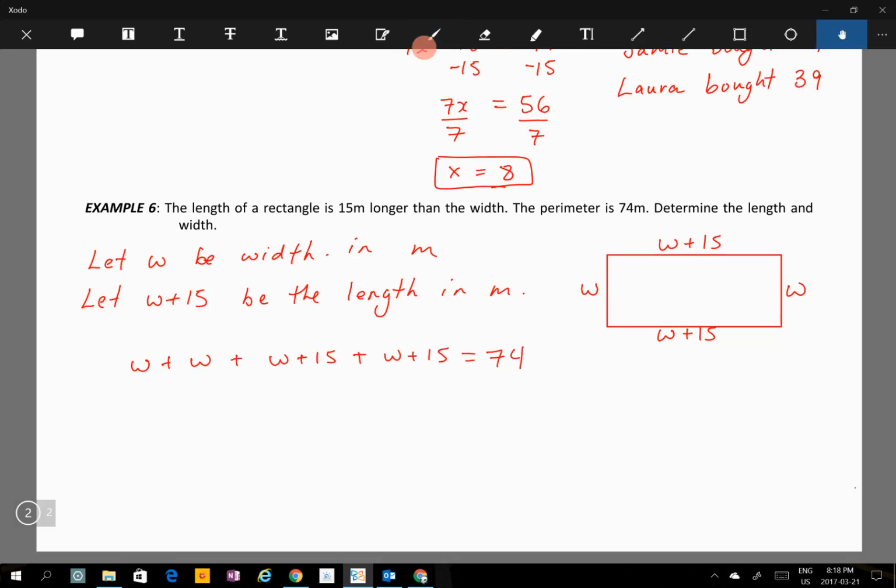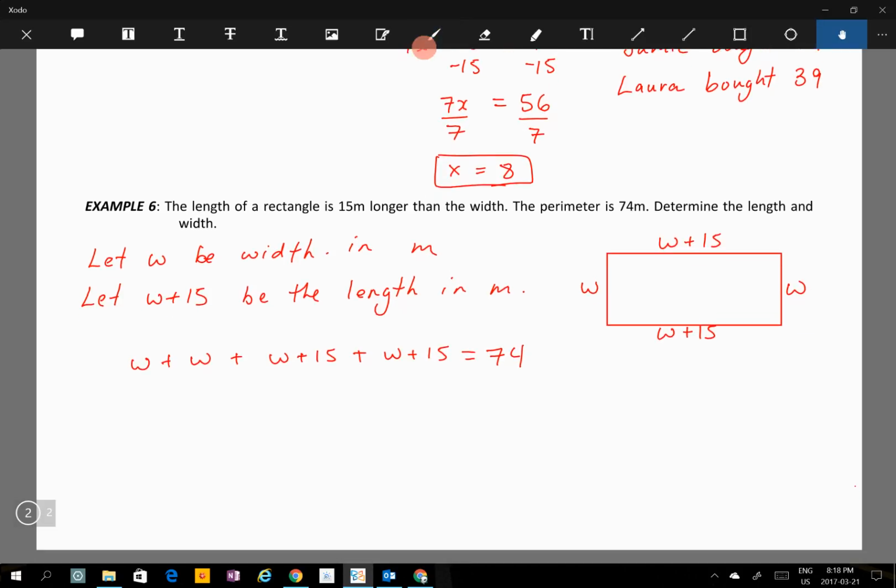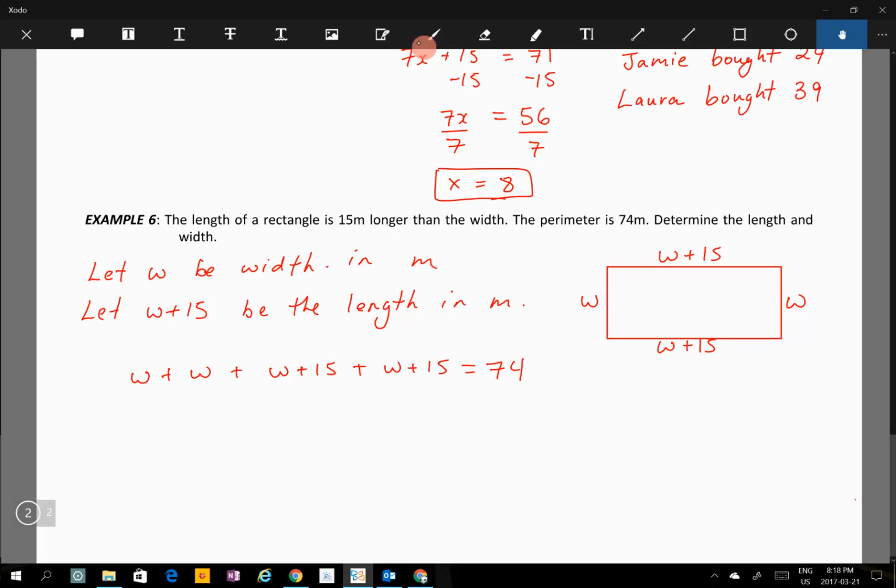Okay. And then when I add them all up, I'm going to have 4 W's here, and 15 plus 15 is 30. That's equal to 74. Subtract 30 from both sides. I'm left with 4W equals 44. And then divide both sides by 4. W will be 11.